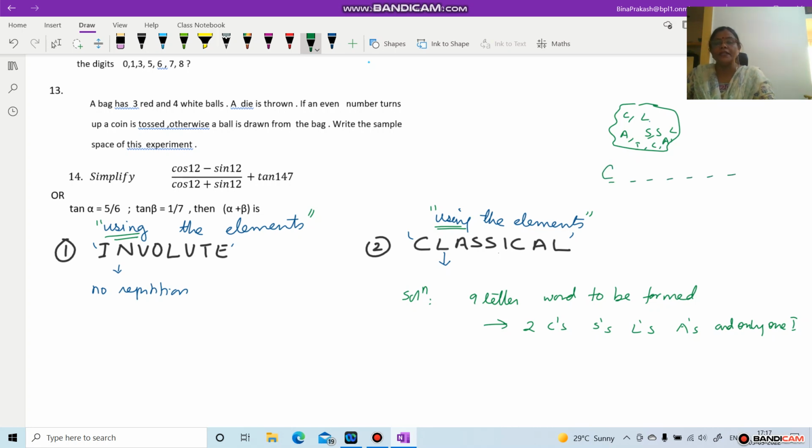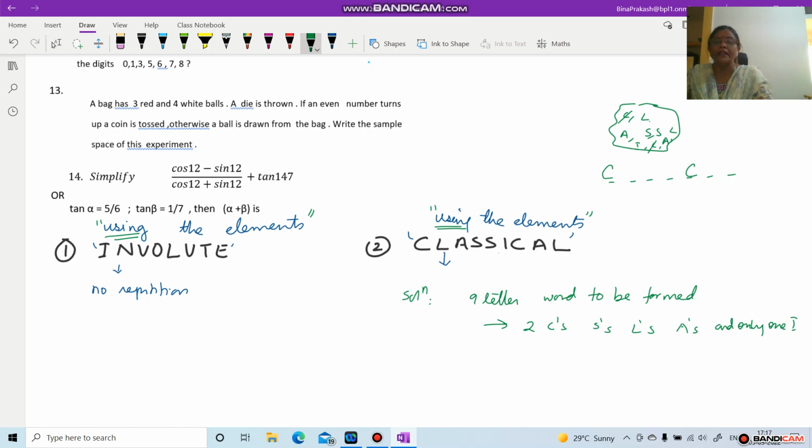Once you place one C here, you have a C left. One more C is there, so you can keep that C anywhere. Then only both the C's will be used. You have to pick up the letters from here and place them. So when you pick up, whatever has been taken up, if it is left, then that is a repetition that you have in that word. Otherwise, you're not repeating it.